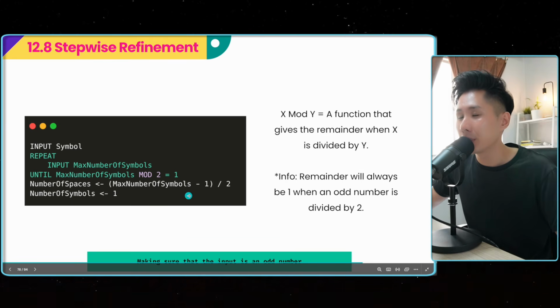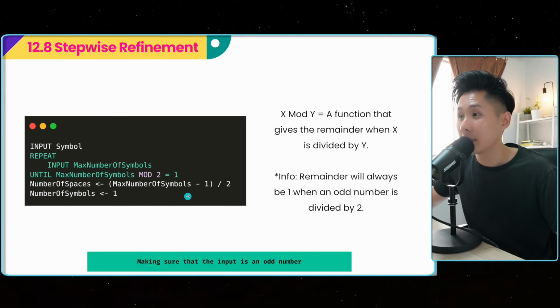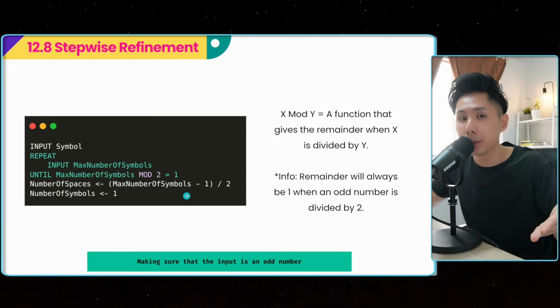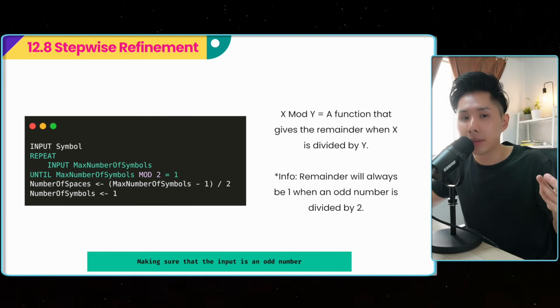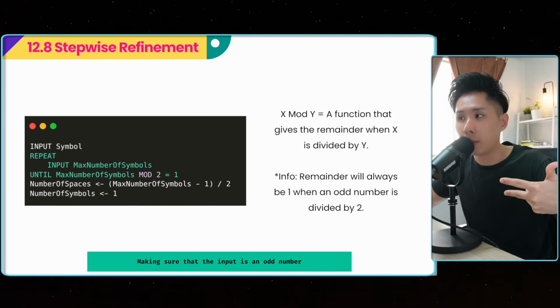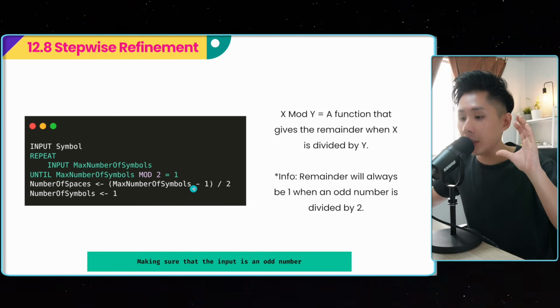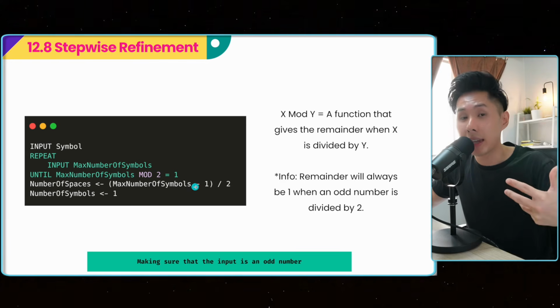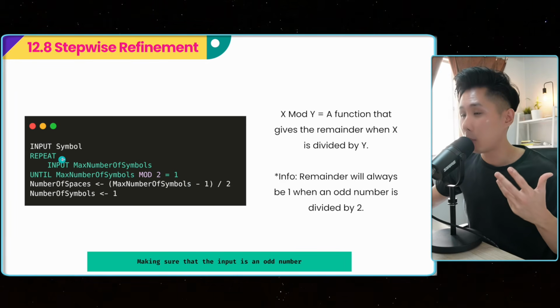And in order to know whether an input is an odd number, you simply divide it by 2. And if there's a remainder of 1, it's an odd number. Try every odd number: when you divide by 2, you'll get a remainder of 1. And if you take an even number and divide by 2, you will not get any remainder. So this is what I'm going to do.